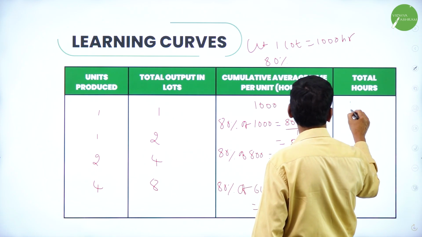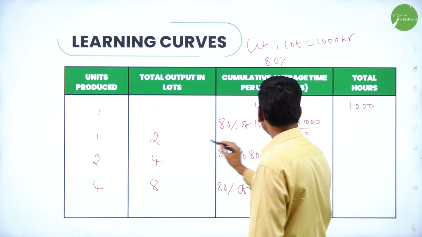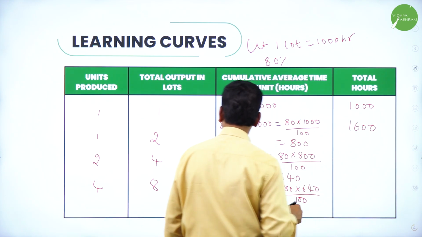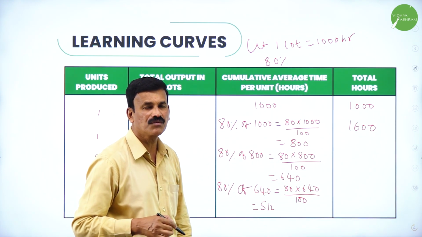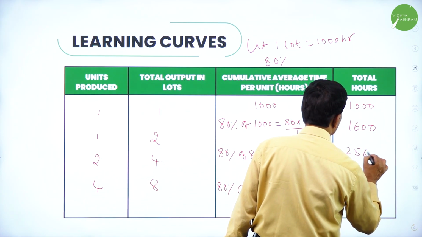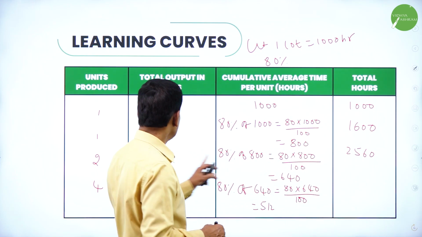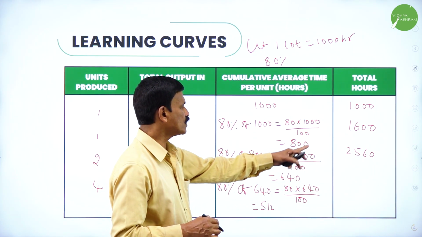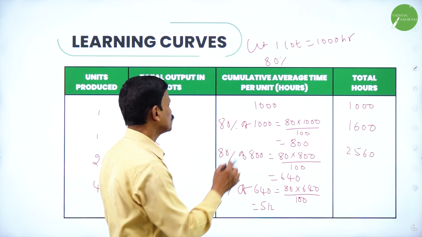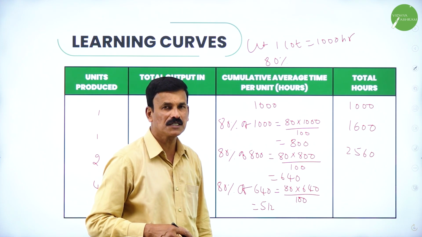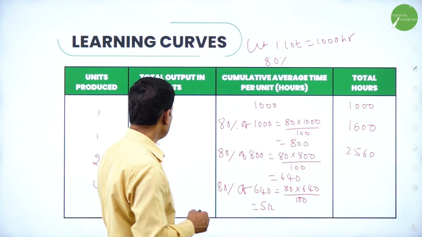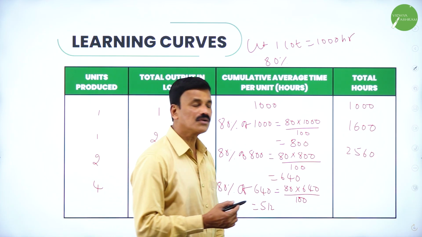1 into 1000 is 1000 hours. Again 2 into 800 is 1600 hours. Again 4 into 640 is 2560, since 64 into 4 is 256, so 2560. And the last one is 512 into 8, that is equal to 4096.